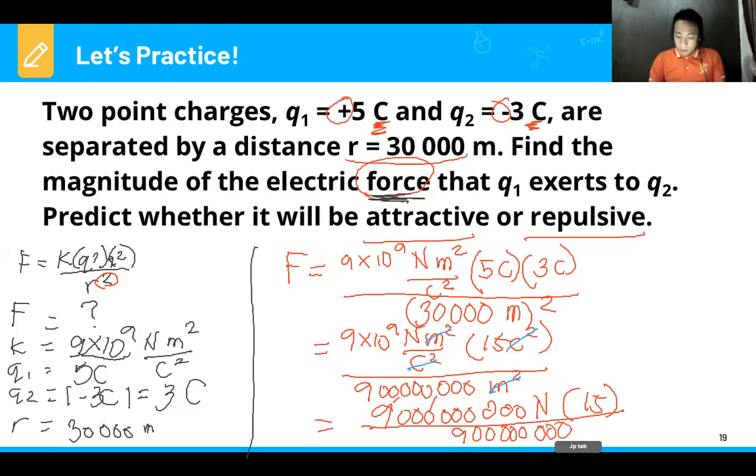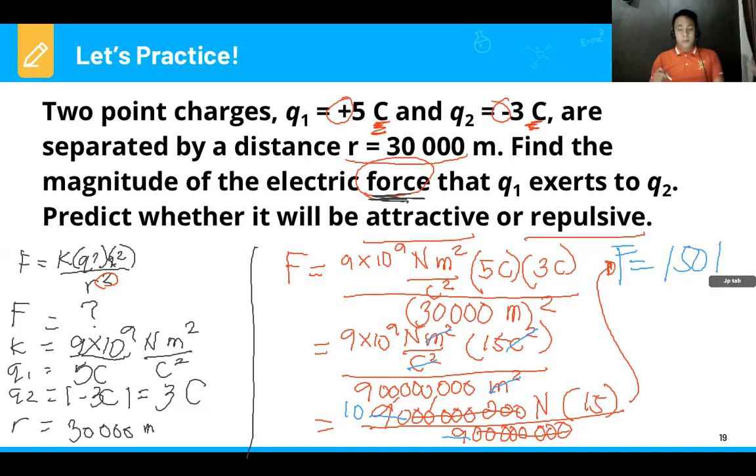Okay, now let's find the final answer here. There's no space. Okay, so how many zeros up there? We have 9 and we have 8 here. Then 90 divided by 9, we have 10. Right? So they cancel. So 10 times 15. So we have the final answer for the force, which is 150 newtons. That is the answer for the first one.